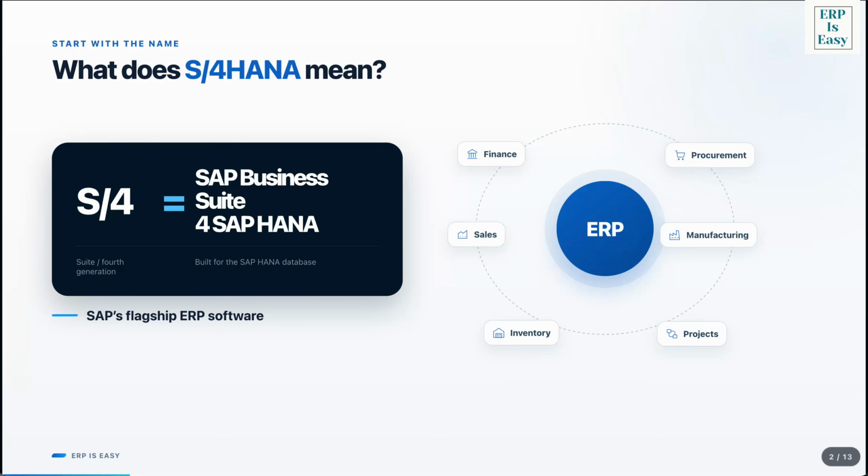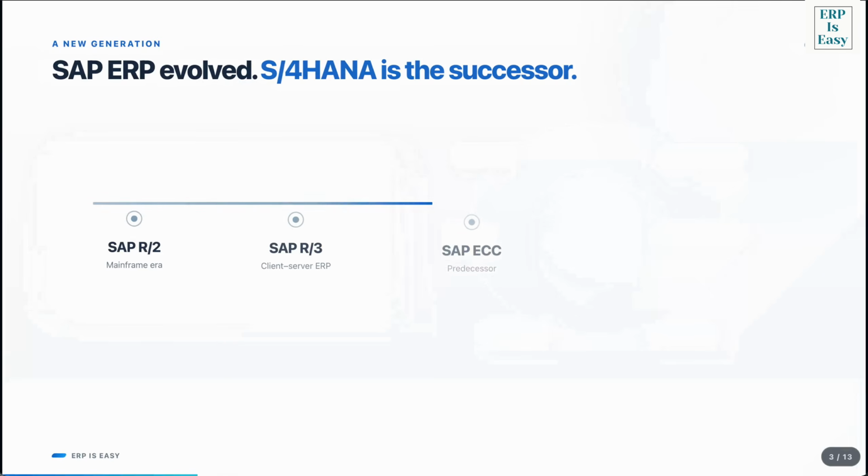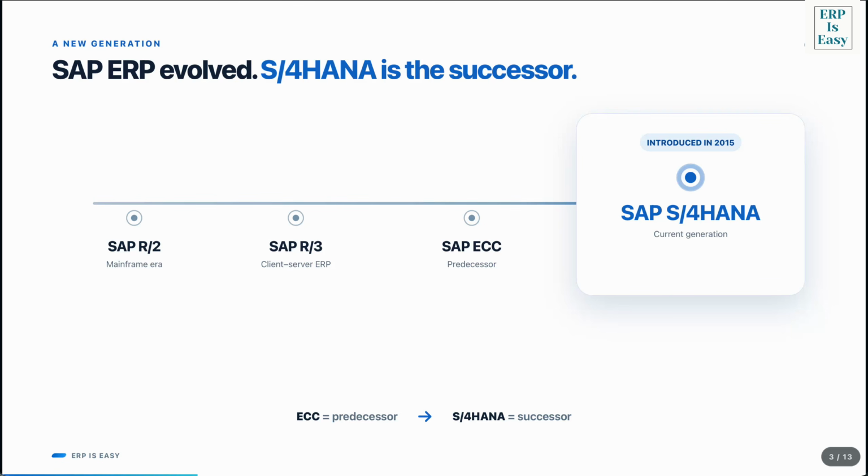But S4HANA was not SAP's first ERP product, so let's quickly understand where it came from. The evolution of SAP ERP. SAP has been building ERP software for several decades. First there was R2, then came R3, and eventually SAP introduced ECC. ECC stands for ERP Central Component, and for many years ECC became the main ERP system used by thousands of SAP customers around the world.